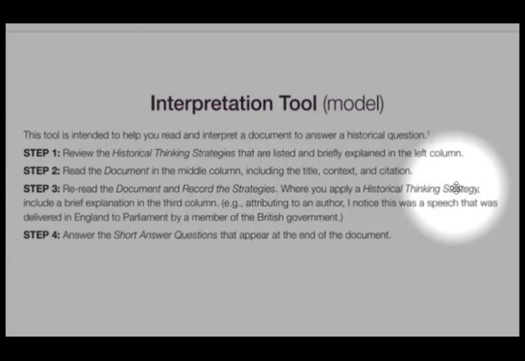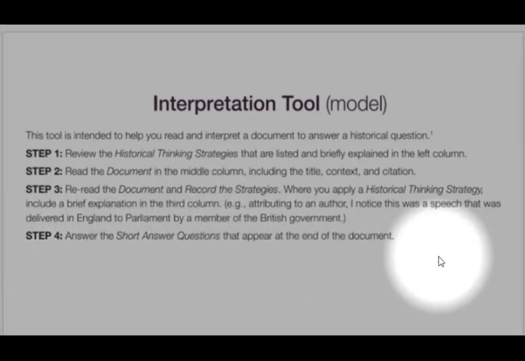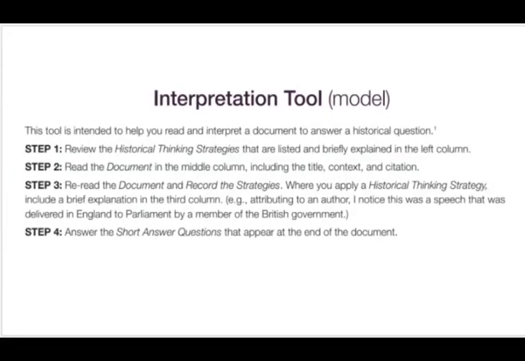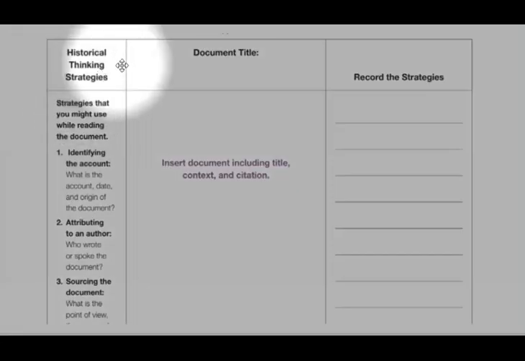So basically, you're going to apply a strategy or two, and then you're going to explain in the third column why you did that. And then last step, there's going to be short answer questions at the end of this document. Part of this exercise is to get you ready for some of the things you're going to have to do on the Regents, but right now we're going to try to act like historians, okay?